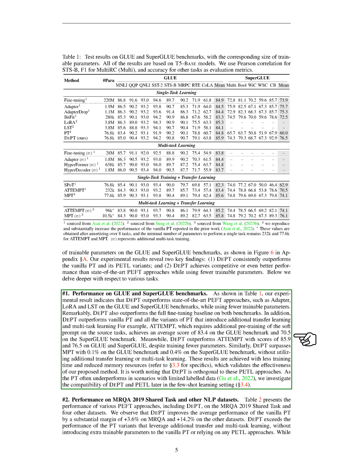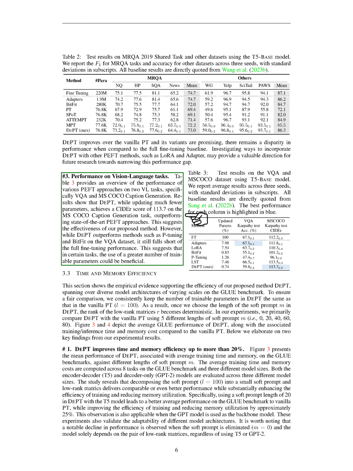Number 2. Performance on MRQA 2019 shared task and other NLP datasets. Our results show that DePT significantly improves the average performance of the standard PT on the MRQA 2019 shared task and 4 other datasets. DePT outperforms the PT variants that use additional transfer and multitask learning, without adding extra trainable parameters to the standard PT or relying on any PETL approaches. While DePT's improvements over the standard PT and its variants are promising, there is still a performance gap when compared to the full fine-tuning baseline. Future research could explore ways to combine DePT with other PEFT methods, such as LoRA and adapter, to narrow this performance gap.